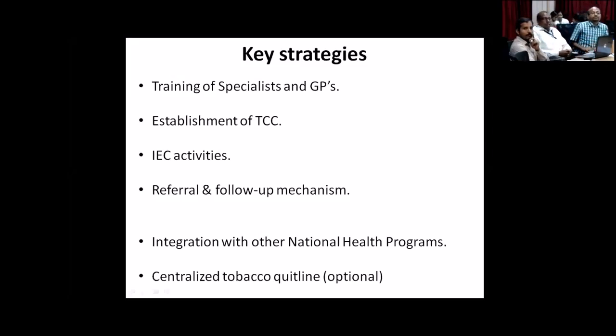Yeah, thank you. So basically, we have these key strategies in setting up tobacco cessation centers at the district level. First will be the training of specialists and our general practitioners and general physicians. Our first training session was successfully fulfilled by Dr. Prabhat Chand at our health services offices. So most of the doctors who were program officers related to tobacco control, psychiatrists from various district hospitals were part of the training program. And next we are focusing on establishment of tobacco cessation centers.